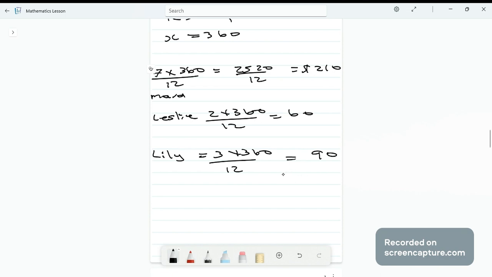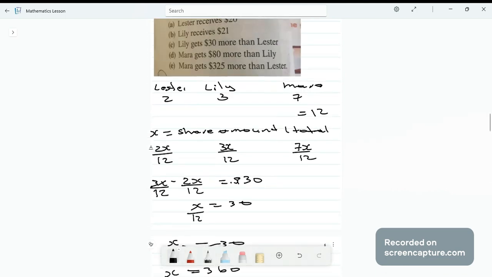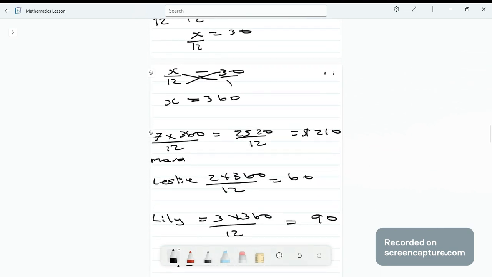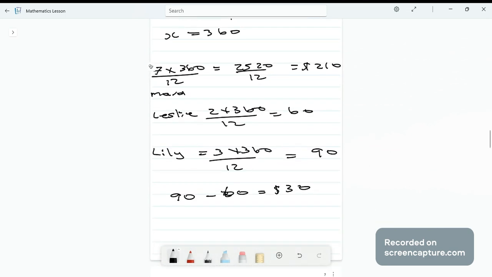All right, so it told us that Lily got $30 more than Leslie. All right, fine. And we do 90 minus 60, it gives us 30. So we were able to prove that condition where the question says that Lily got $30 more than Leslie. Lily's share is $90 and Leslie's share is $60, so Leslie did end up getting 30 less than what Lily got.